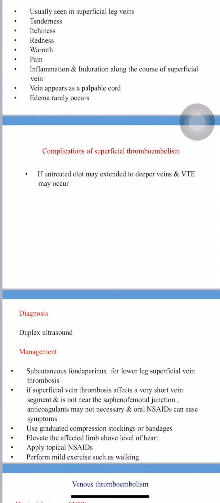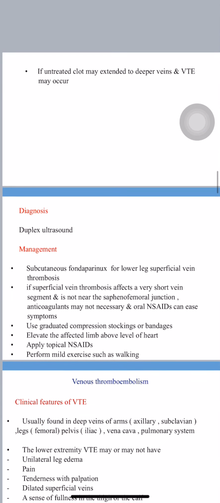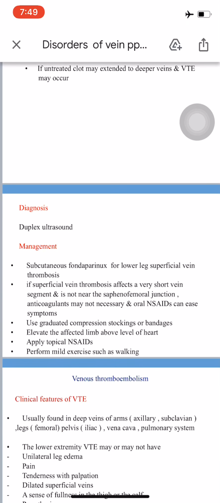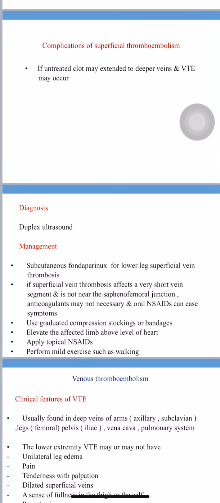So next is the diagnosis of this superficial thromboembolism, mainly by duplex ultrasound scan, which is used to confirm the diagnosis and to rule out the closed extension to the deep veins. Next is about the management of this superficial thromboembolism. So management is mainly by administration of subcutaneous fondaparinux, which is a synthetic anticoagulant, which is very useful for superficial vein thrombosis.